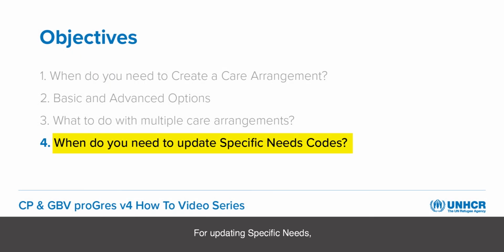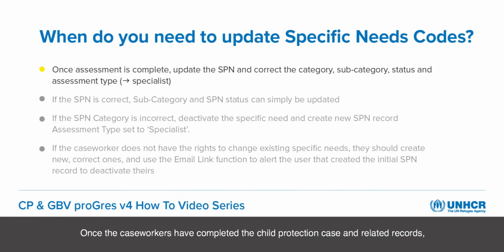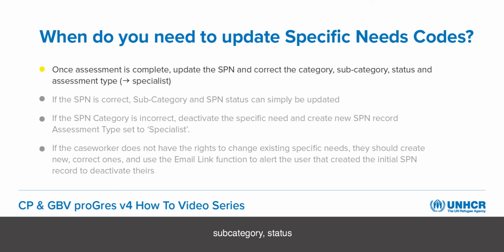For updating specific needs, the SPN entity is accessible under the CP module in the ribbon of the Child Protection Case page. It will take the caseworkers back to the registration module, as SPNs are recorded at the individual entity. Once the caseworkers have completed the child protection case and related records, for example, BIA, BID, care arrangement, they should then update the specific needs and correct the category, subcategory, status, and assessment type if necessary. If the SPN category is correct, caseworkers can simply update the subcategory and SPN status and set the assessment type to specialist.